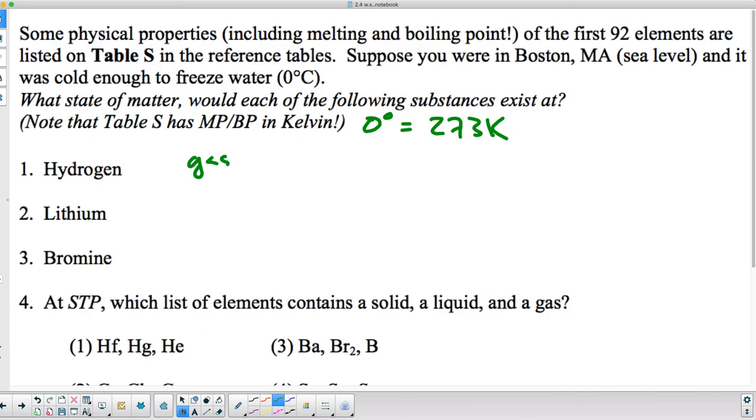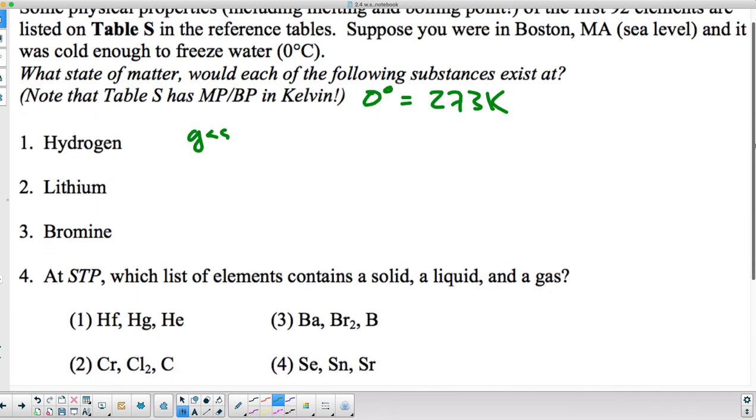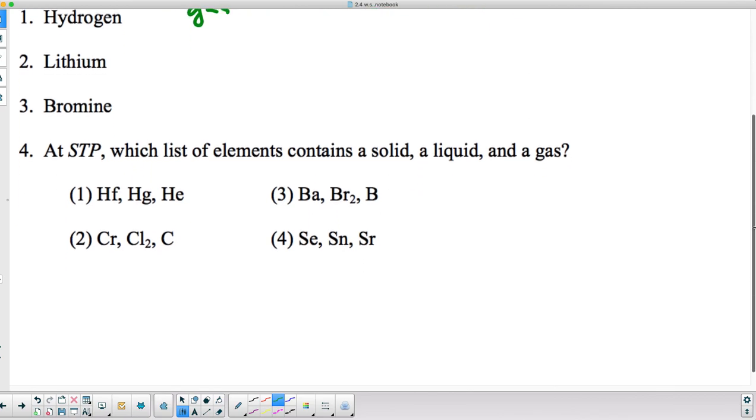At STP, which list of elements contains a solid, a liquid, and a gas? Okay, you're going to have to look on table S to figure that one out. And each one of these is at STP, which means standard temperature is 273 Kelvin. So this is all happening at 273, so you would look at Hf, see what state of matter it is at 273, Hg, see what state of matter it is.